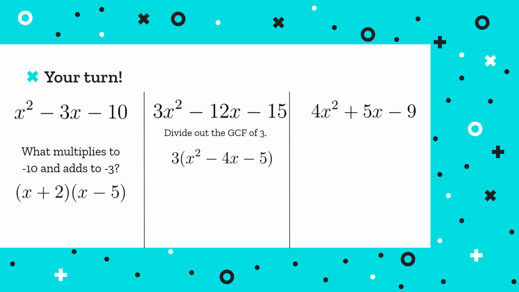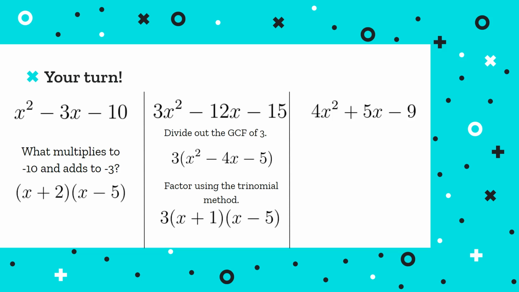The next example, there is a GCF that you can factor out in order to simplify the trinomial. The GCF is the number 3, so we divide it out to get 3 and then in parentheses x squared minus 4x minus 5. And now you can proceed using the normal trinomial factoring method to get this final answer.